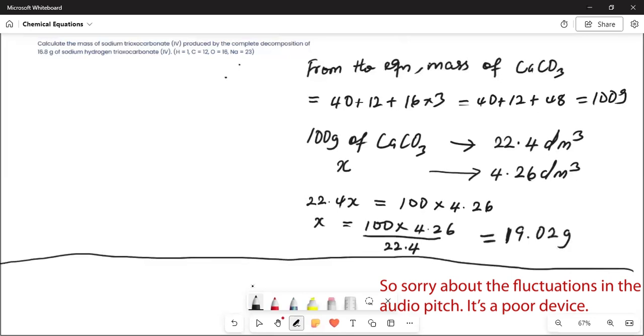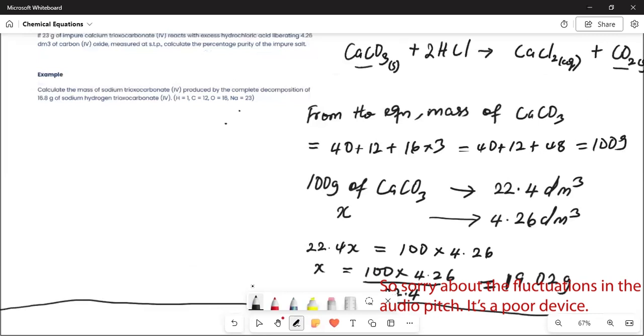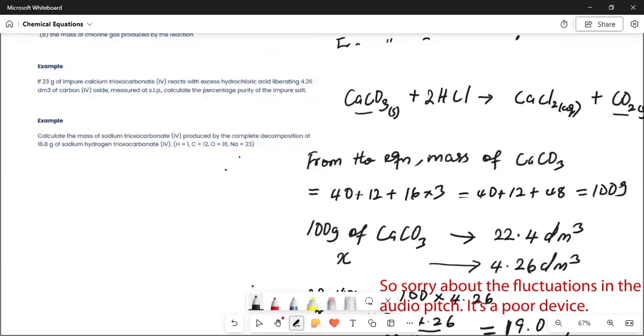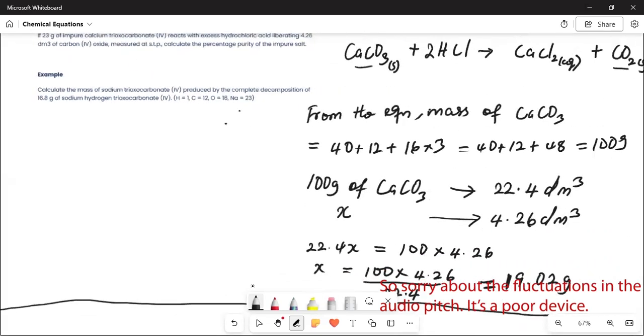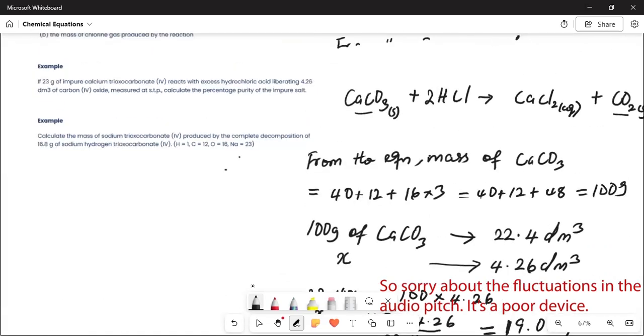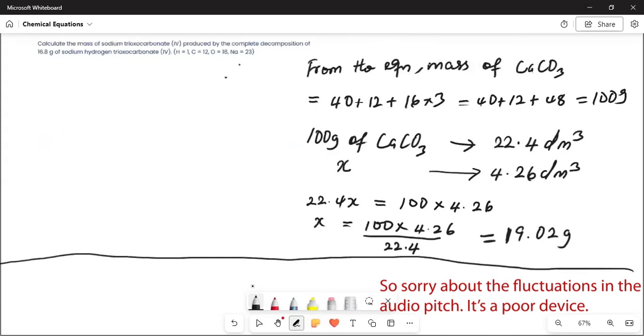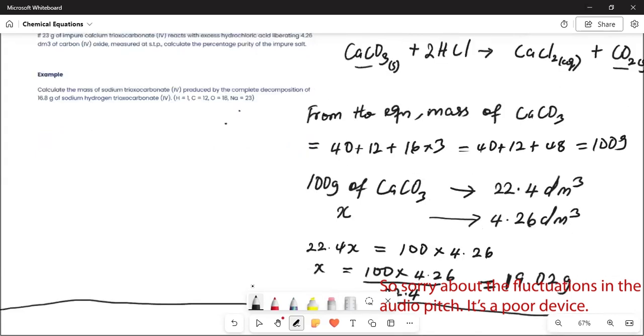So within that 23 gram of the impure salt, the pure one is 19.02 gram. And the question asks us to calculate the percentage purity of the impure salt. Percentage purity is mass of the pure salt divided by mass of impure multiplied by 100. I hope you get the logic. Impurity cannot react. So within that, the reaction occurs with the pure, and the value is 19.02 gram.